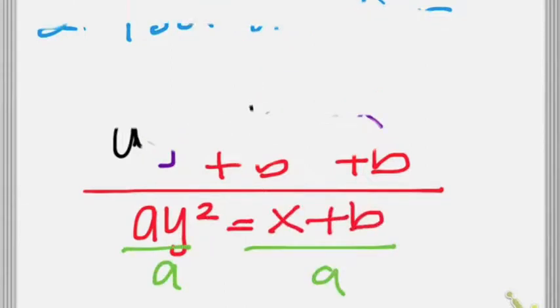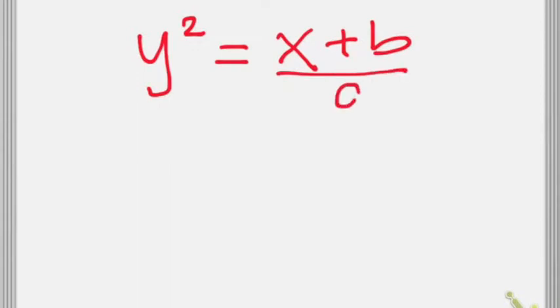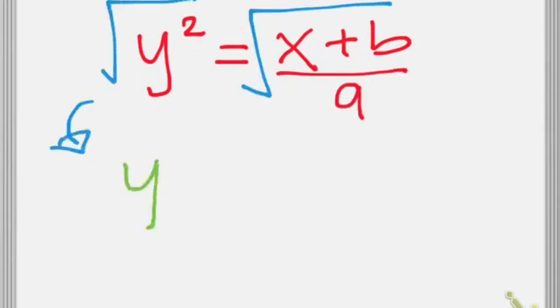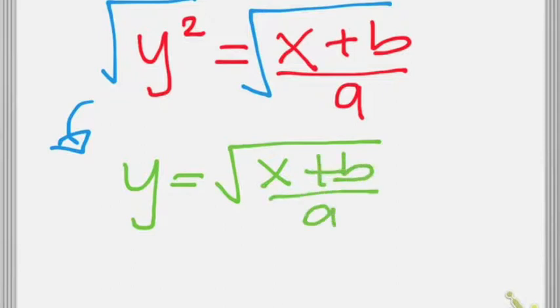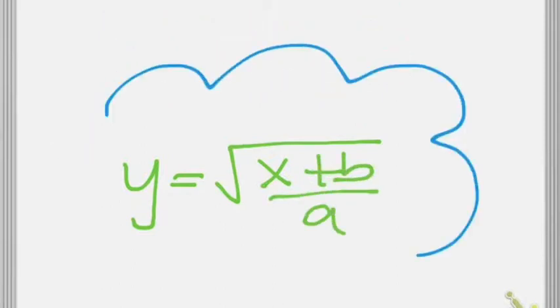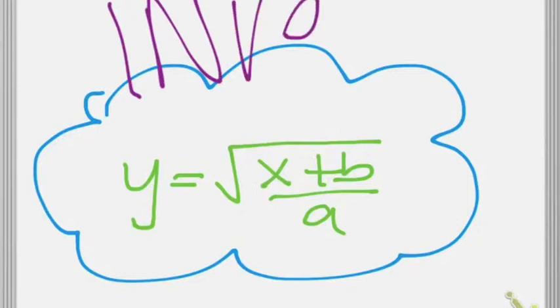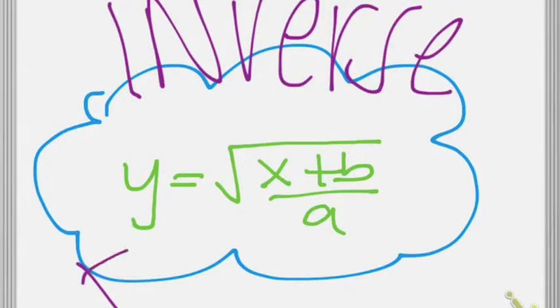Now you only want y, so you divide a from both sides and you get the equation. Now you have y squared equals x plus b. Finally, you square root both sides to get rid of the squared, and now you have y equals x plus b over 9 square rooted. Yep, they're inverses.